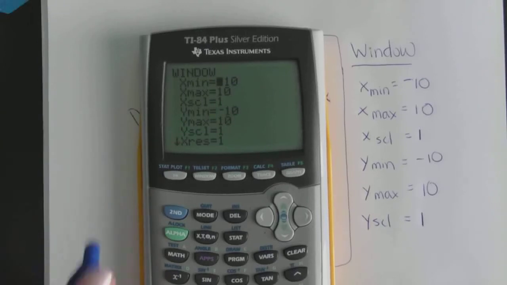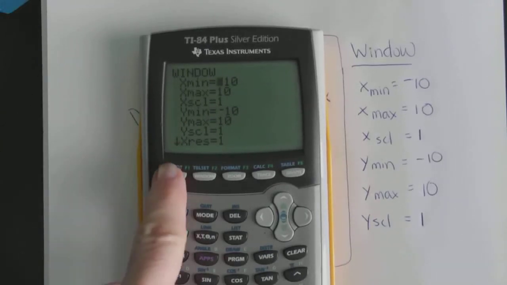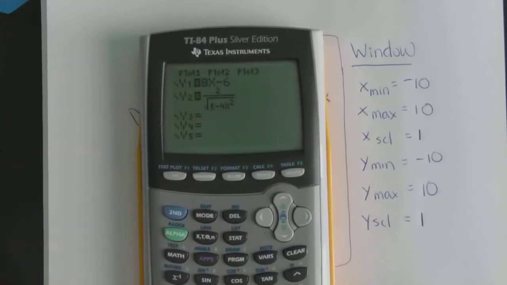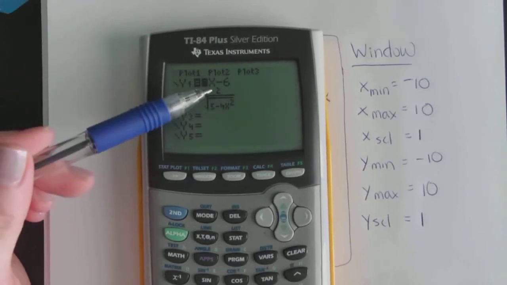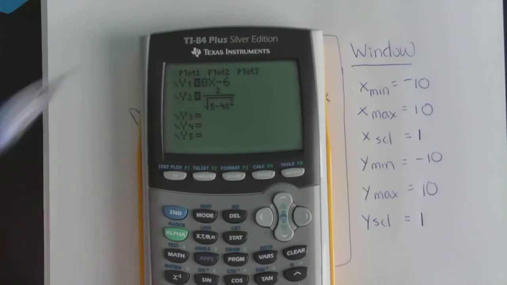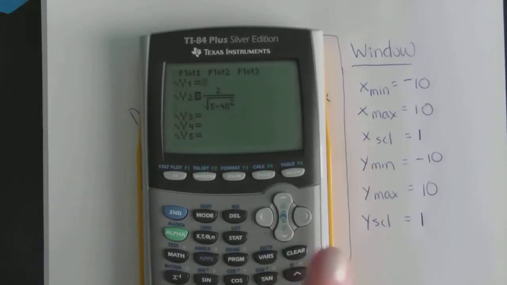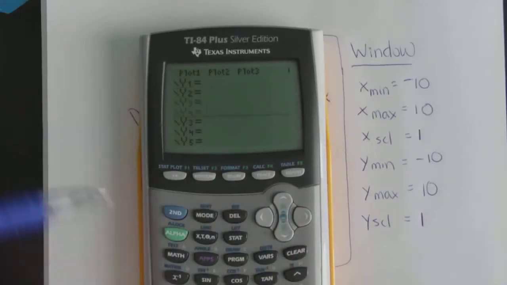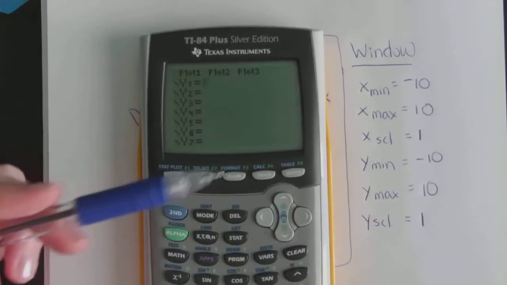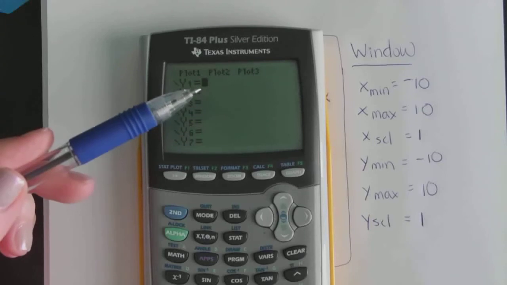Okay, now the next thing you want to do is press Y equals. Whenever we're graphing anything, that's our go-to button. Now, you see I have some things in here. You may have some things in there too. If you do, we're just going to clear them off. So I'm going to hit clear here and arrow down, and I'm going to hit clear there. And now I've got a blank slate ready to go.